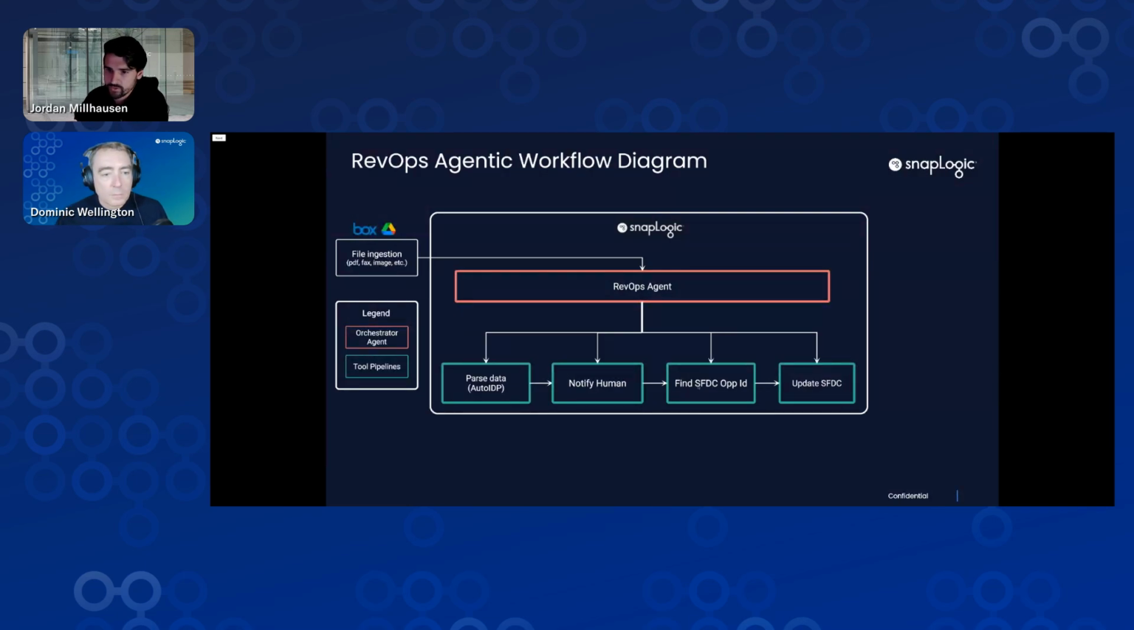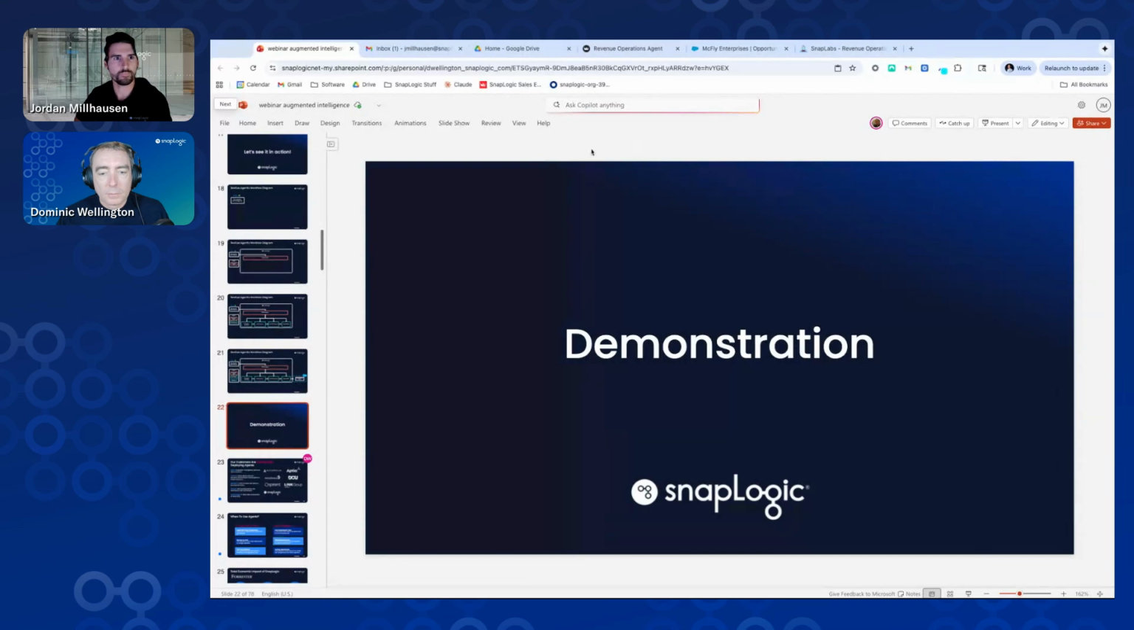And then from there, our agent is going to find the Salesforce opportunity based off of the data that it extracted from that PDF parsing. And then we're going to update Salesforce from there. So as you can see, this captures that agentic aspect with the augmented intelligence built into this workflow. And so from there, let's get into the live demonstration.